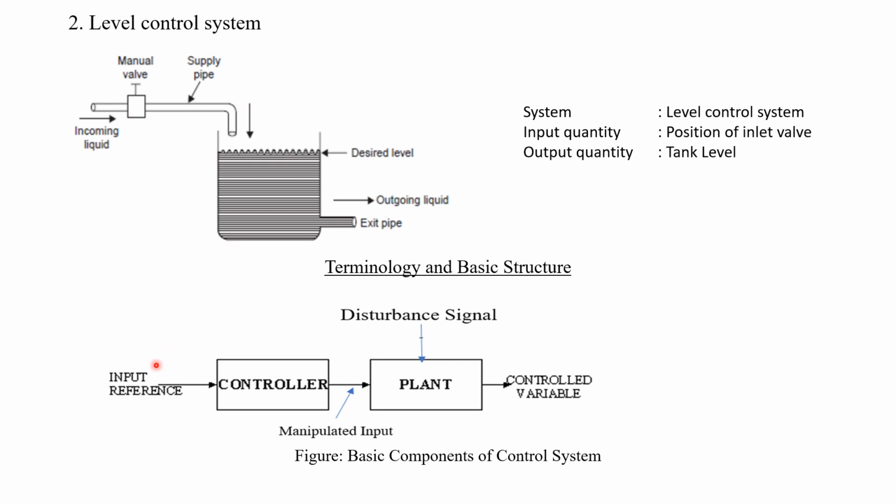The reference input is nothing but the actual output we expect from the control system. For example, in this level control system, if you want to maintain the level at 100 meter height, then we can say the reference input is 100 meter height. So this is the reference input signal, the actual output we are expecting from the control system.